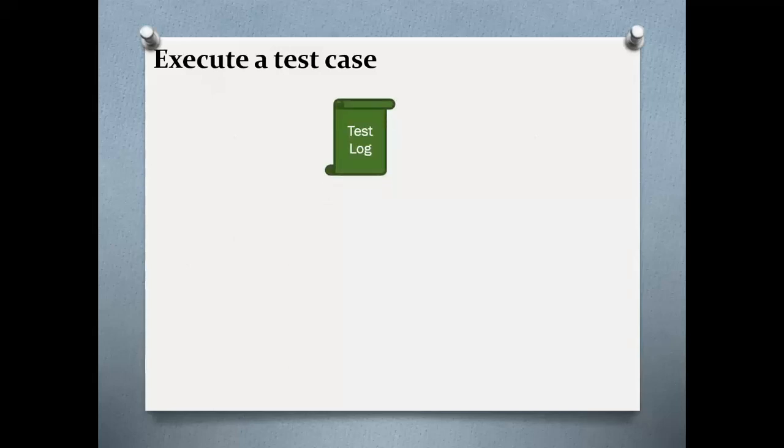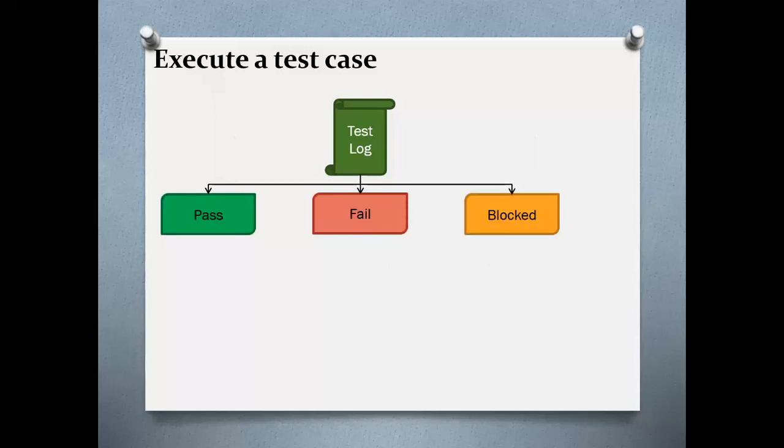A test log is a document that records all the relevant details about the execution of one or more test cases. It is used by the testing team to record details of test cases that have been executed, including their results. In addition, a test log specifies the status of a test case execution, which is pass, fail, or blocked. When the actual results match the expected results, the test case is said to have passed.